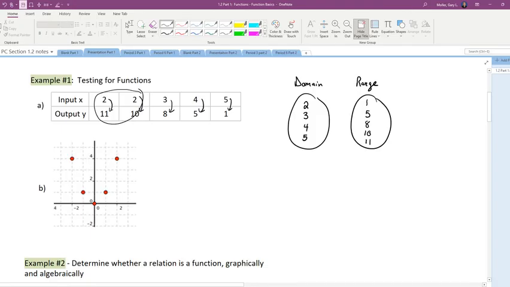2, it says, goes to 11. That's just like saying we have the point 2, 11. But 2 also goes, as we see, to 10. So that's like the point 2, 10. And so 2 goes to two places, to 11 and to 10, and it's therefore not a function.